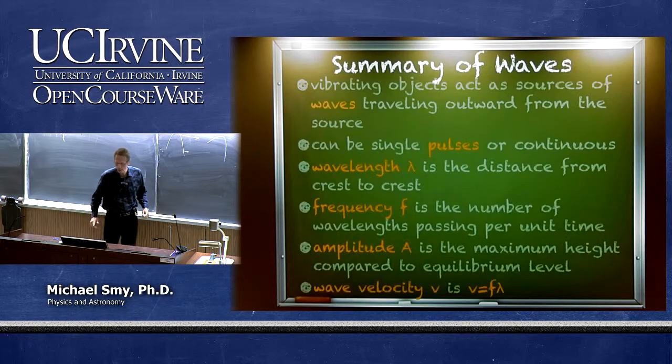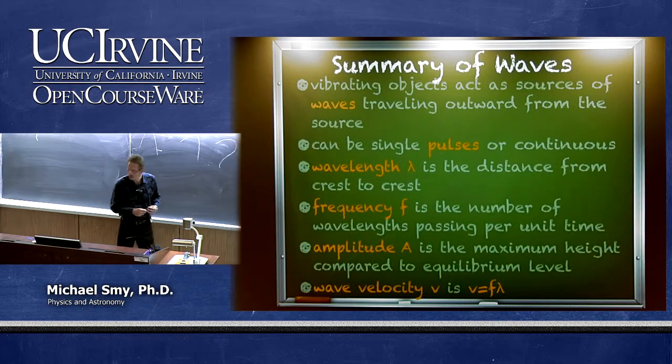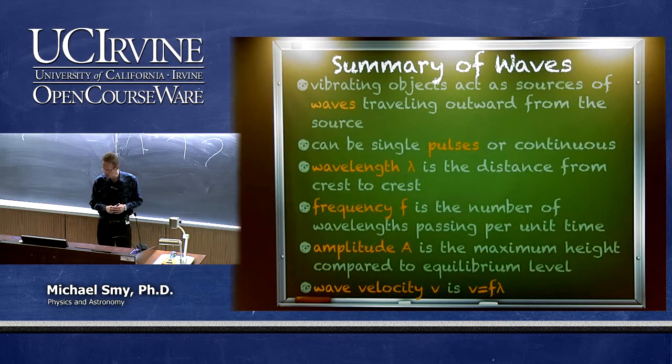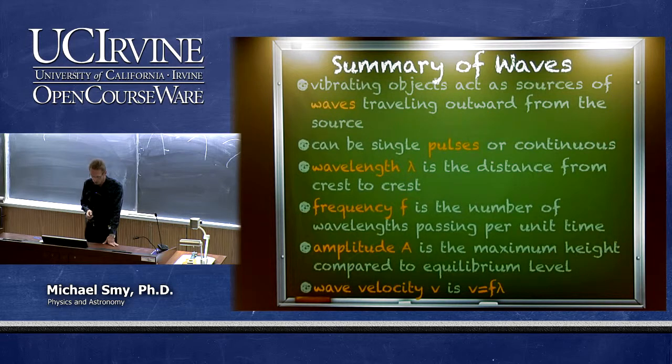So let me now summarize chapter 15 about waves. So first of all, the sources of the waves are vibrating objects. So the vibration of the object doesn't travel, but the excited wave travels outward from the source. Such waves can be single pulses, or they can be continuous, like a sine wave. The wavelength lambda is the distance from wave crest to wave crest, or wave trough to wave trough.